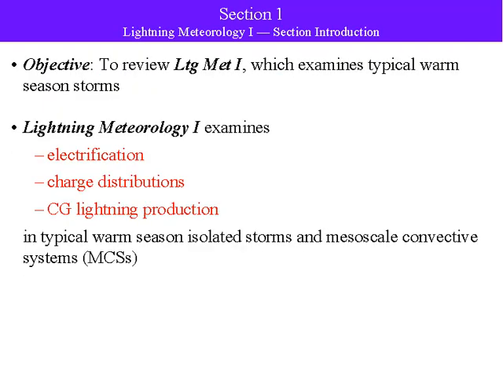The objective of the first section is to review Lightning Meteorology 1, which examines typical warm season storms. We'll talk about electrification, charge distributions, and the CG lightning production that we expect in the typical warm season isolated storms and mesoscale convective systems.